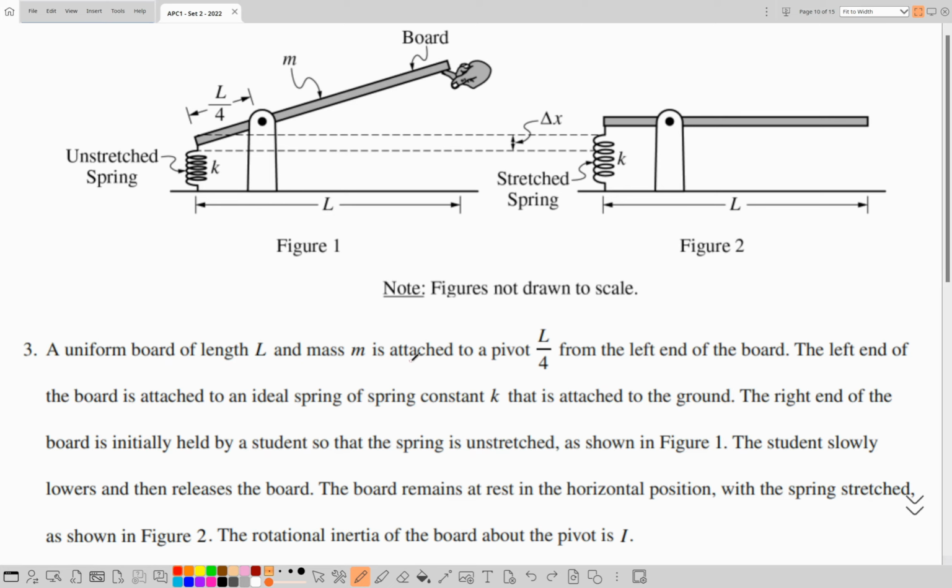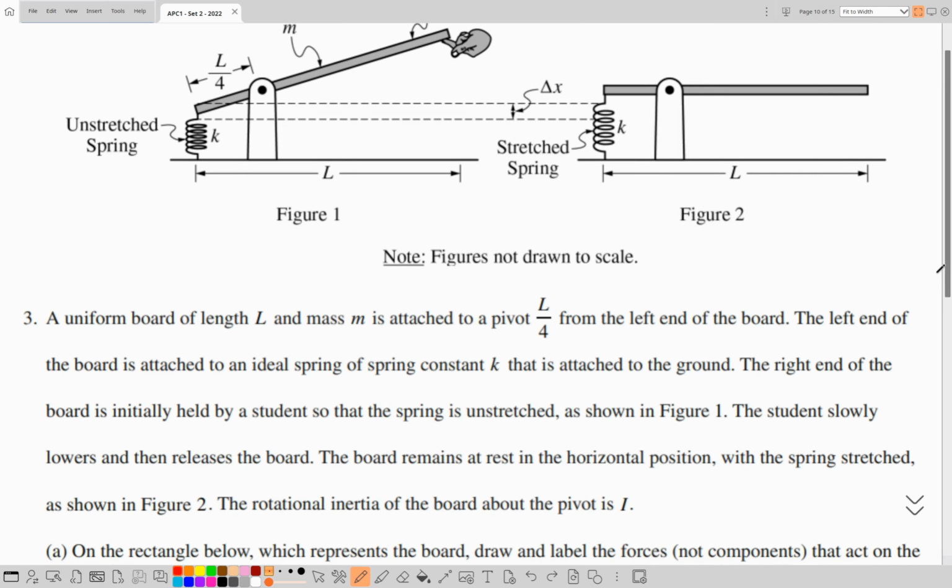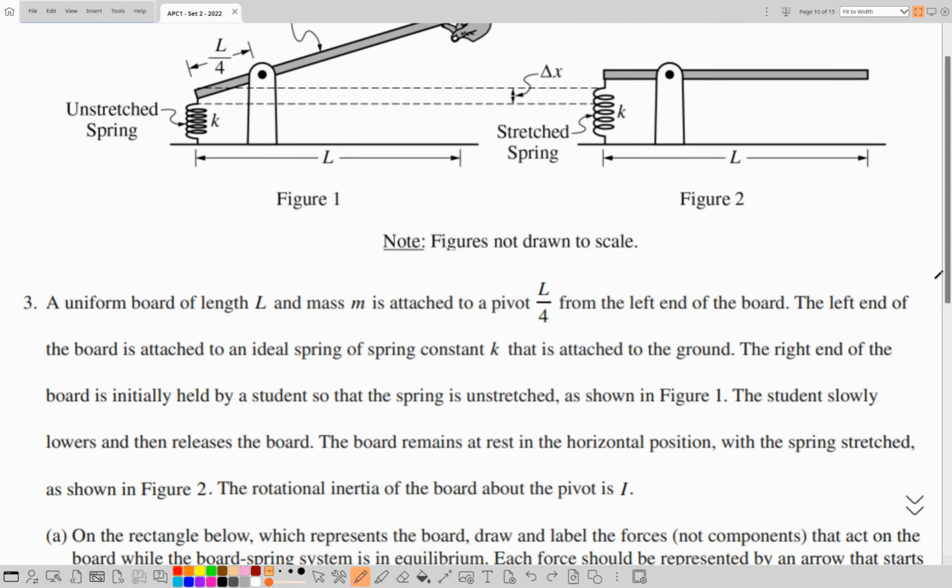Of length L and mass M is attached to a pivot which is L over 4 from the left end of the board. The left end of the board is attached to an ideal spring. The spring is ideal, which means we can apply which law? Hooke's law, of spring constant K, that is attached to the ground. The right end of the board is initially held by students so that the spring is unstretched. As shown in figure 1, the student slowly lowers and then releases the board.